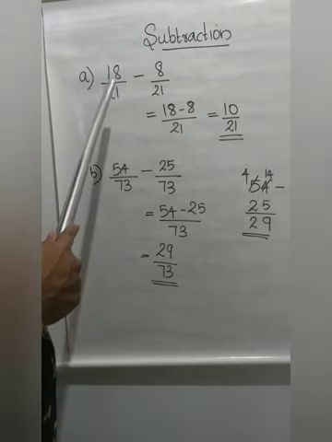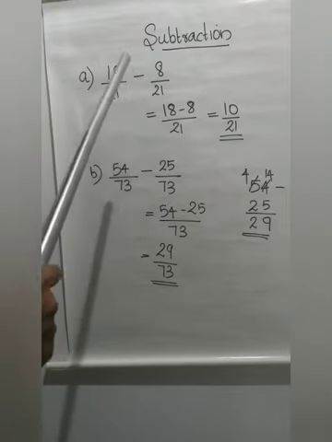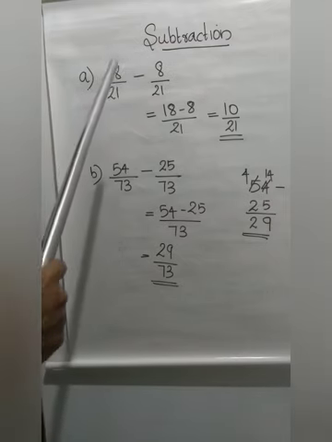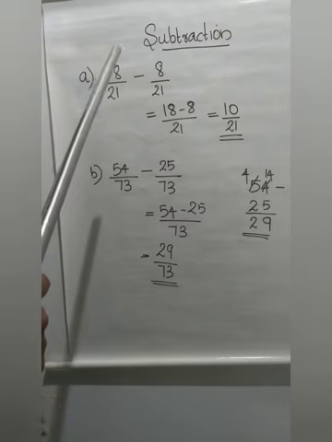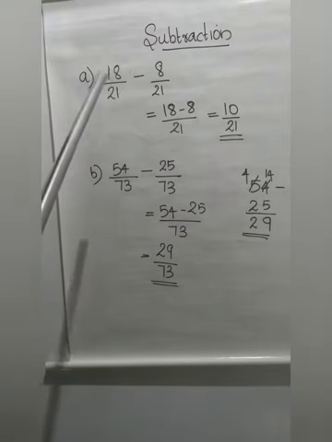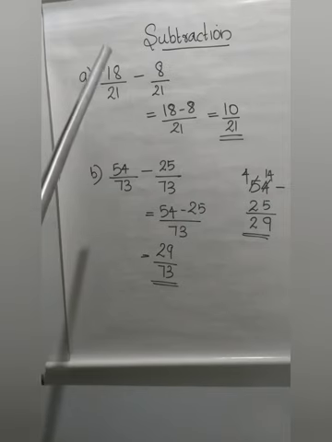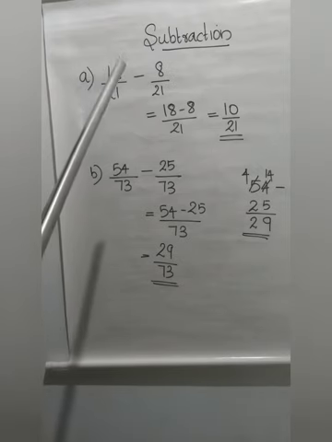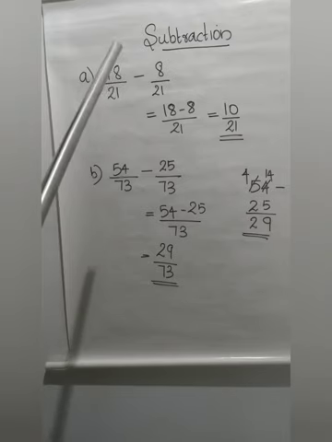First example, 18 by 21 minus 8 by 21. The strategy for addition, subtraction and comparison is the same for fractions. If you are getting a like fraction, you can do it directly. But if you are getting an unlike fraction, for adding or subtracting or comparing, you have to convert that into a like fraction, then only you can do it. So, as we discussed in the case of addition, if it is a like fraction, we can add. Similarly, if it is a like fraction, we can subtract directly.